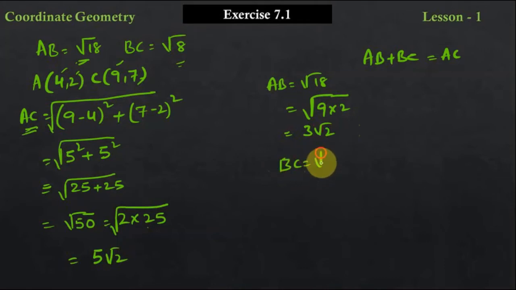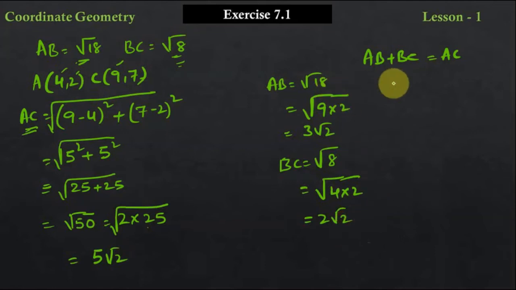Right? Similarly, BC how much? BC equal to root 8. Right? So now what I will do? This I can write as 4 2s are. 4 2s are 8. Isn't it? So square root of 4 we know. How much? 2. 2 root 2.